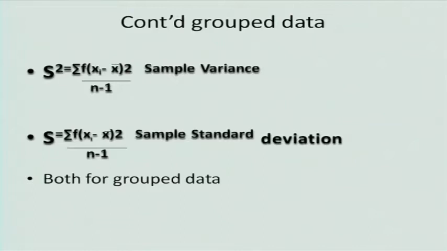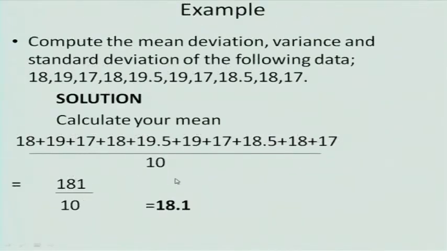So when it comes to group data, the formula for variance and standard deviation, the two of them will carry the frequency. As you can notice the difference here, this one is having the frequency that is absent in the ungrouped data. I don't know if we are getting it. Now let's look at what we are saying. Example: compute the mean deviation, variance, and standard deviation of the following data.